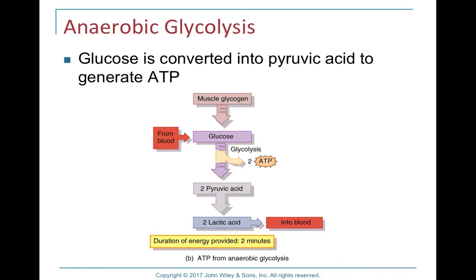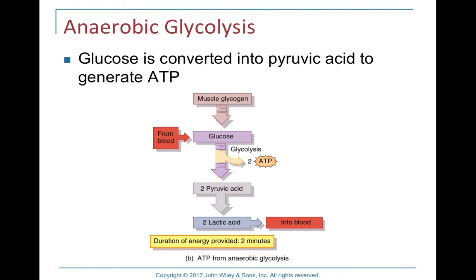Anaerobic glycolysis is another way in which we can generate ATP. In this, we'll take glucose and convert it into pyruvic acid to generate ATP. So this is anaerobic, meaning that it can occur even if oxygen is not present. We create pyruvic acid, and then from this process, though, we also create lactic acid.